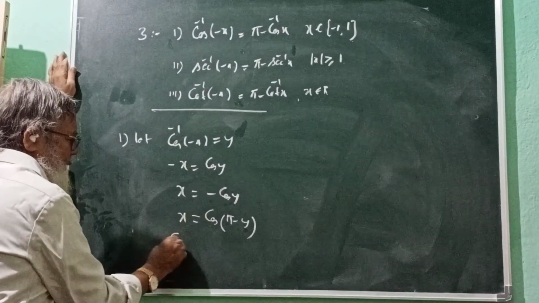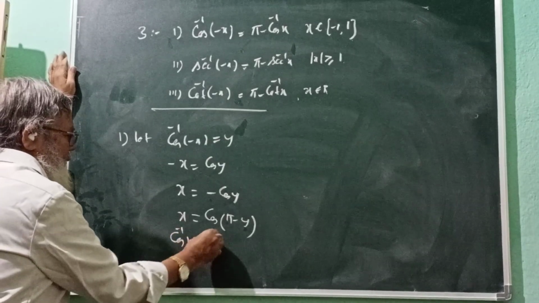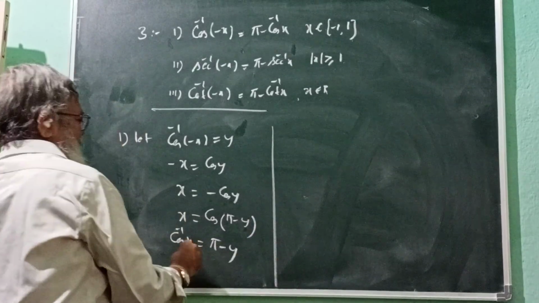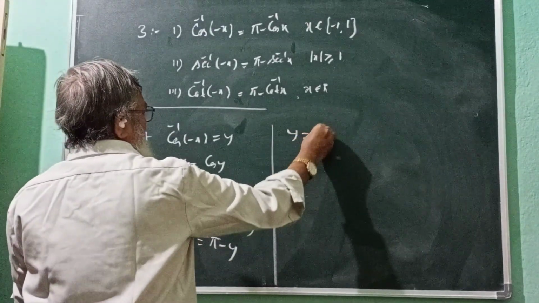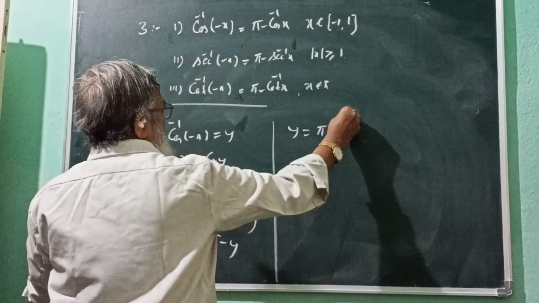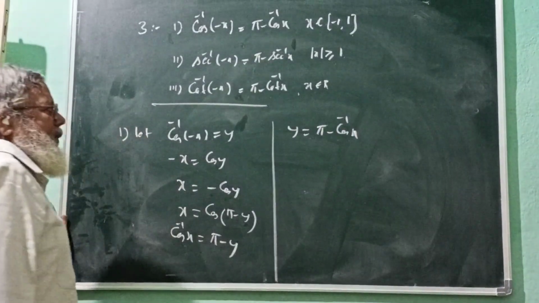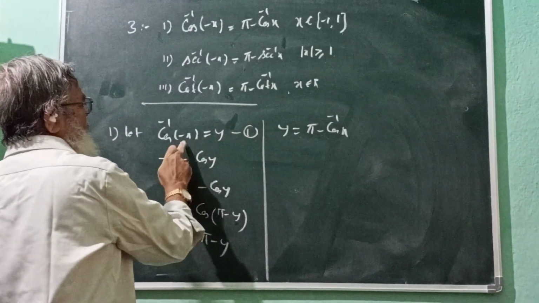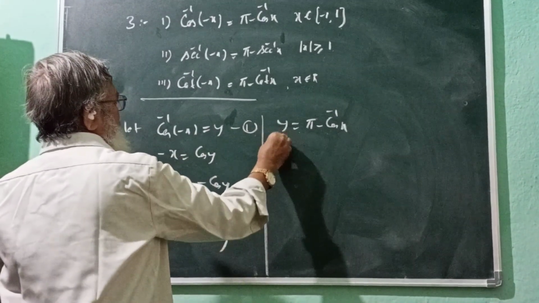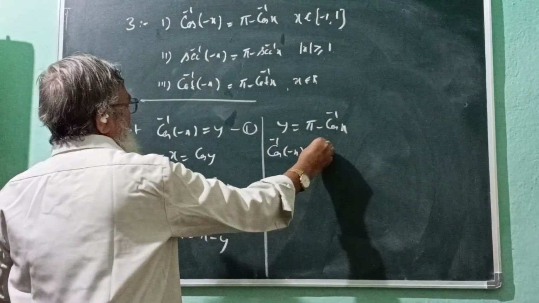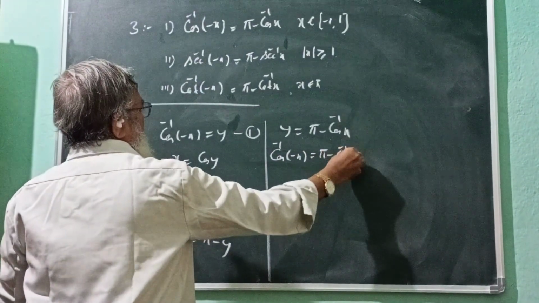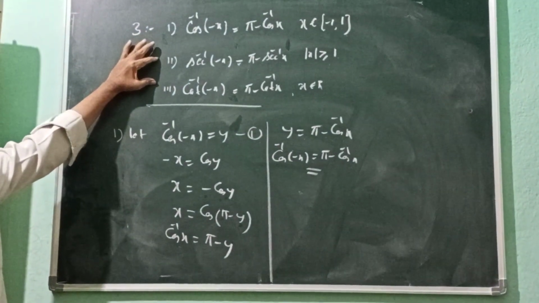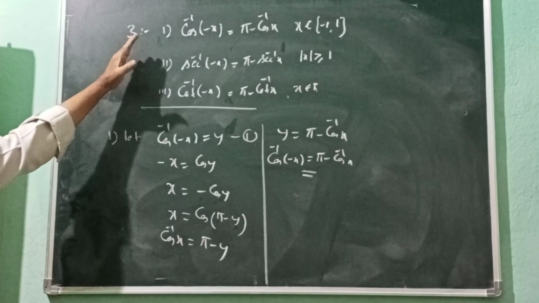So again by definition, cos inverse x is equal to pi minus y. Therefore, y is equal to pi minus cos inverse x. But from equation 1, the value of y is cos inverse of minus x. So cos inverse of minus x is equal to pi minus cos inverse x. That is the formula. The remaining two formulas are to be proved in the same line, which you can do as homework.